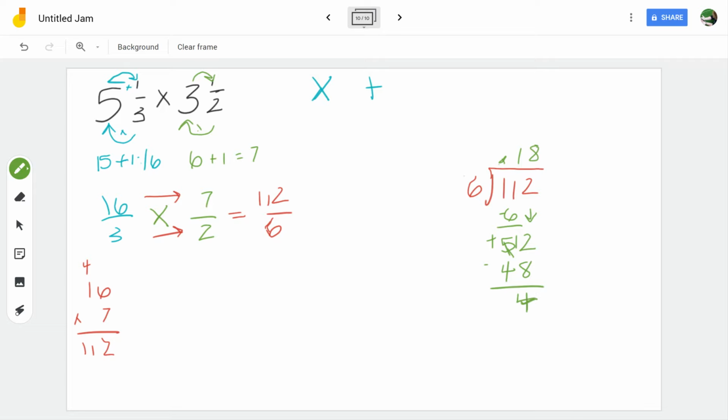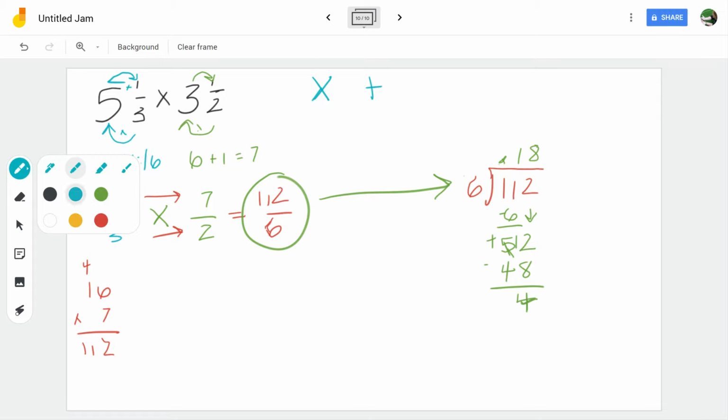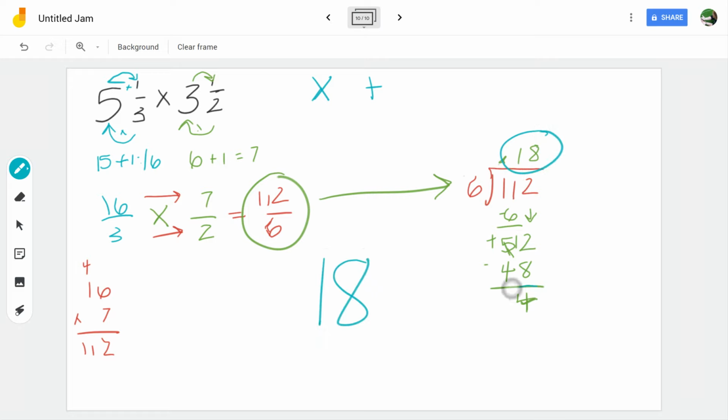Now, your entire answer is here. I took this improper fraction, turned it into a division problem, and your entire answer is here. Your entire answer is 18 wholes, 4 pieces out of 6 pieces. Okay, so this is your whole number. This is your numerator, and this is your denominator.